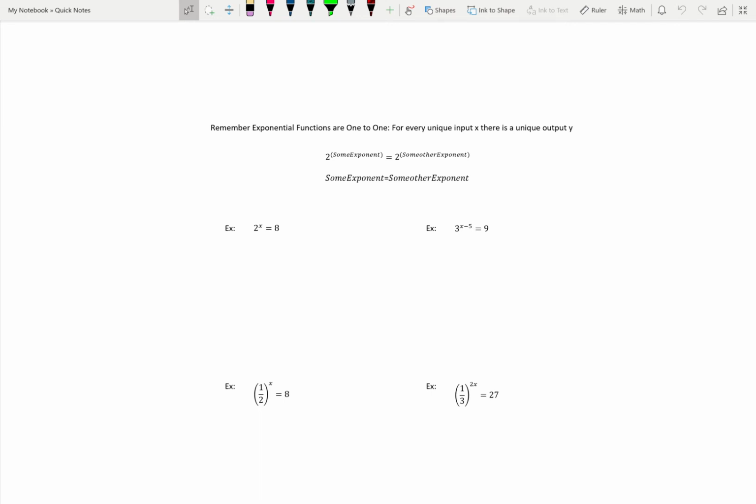Alright guys, so we're going to talk more about the exponential function here. Let's start off with this important property that we spoke about last time, which was, remember, the exponential functions are all one-to-one. So for every unique x input that you put into the function, there's some unique output y.